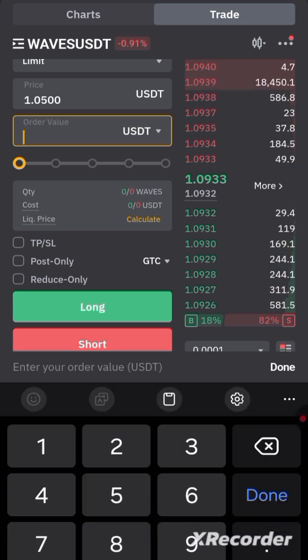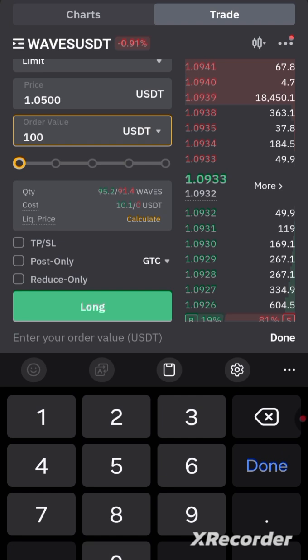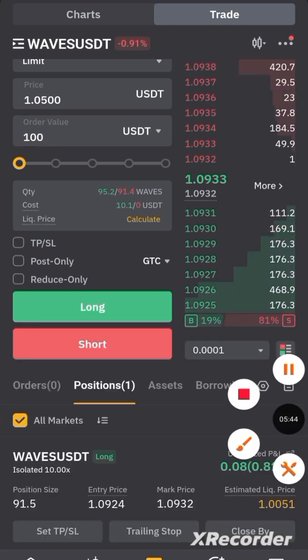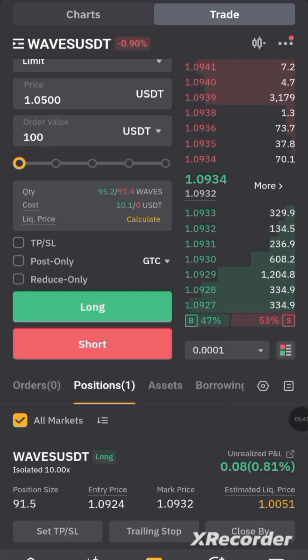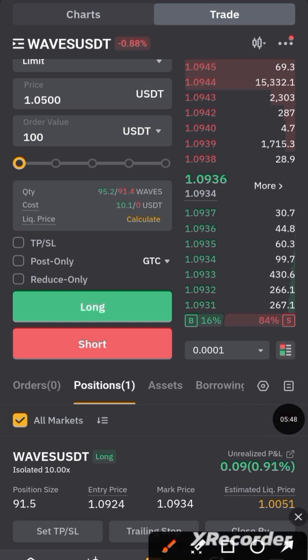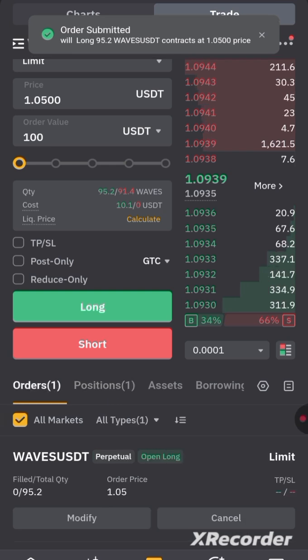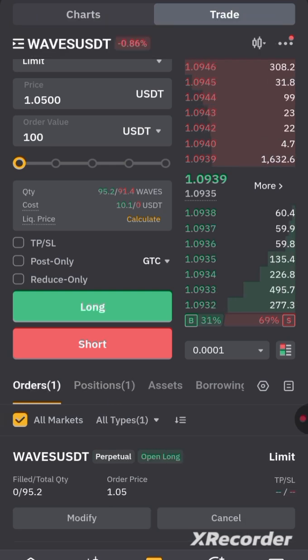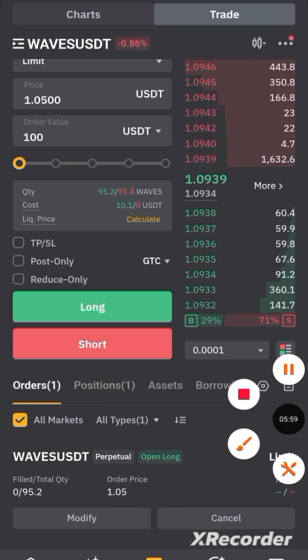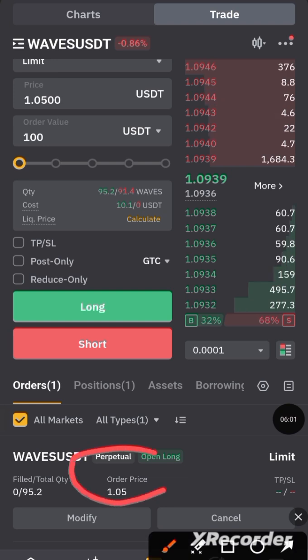Now let me use another $10. Can you see? This is another $10 that I want to use to enter this particular trade again. This is it. So now I'll click on long. So the order will be here waiting for the market to come down to my second entry point.